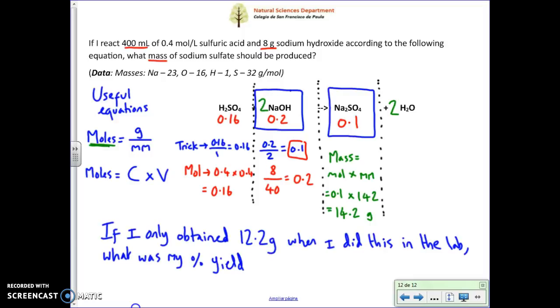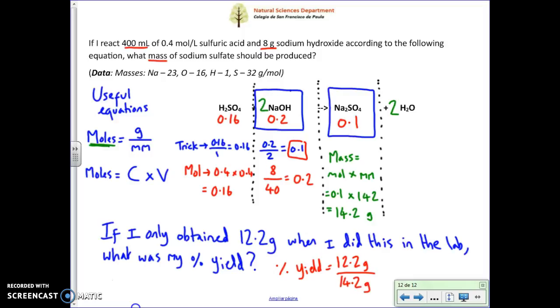Right, girls. I wanted to make it slightly difficult, slightly high level, and I said to you, if I did that experiment in the lab and I only got 12.2 grams, what was my percentage yield? How do I calculate it? It was the experimental yield divided by the theoretical yield. Yes. What's my experimental yield? My experimental yield is 12.2 grams. Theoretical, we calculated before, if everything goes perfectly, is 14.2.